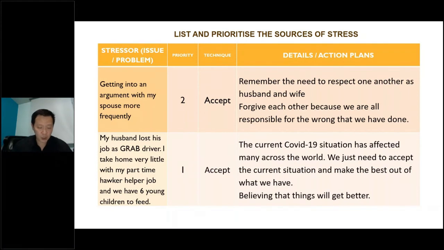For the second situation, accepting, maybe we must accept that the COVID situation has affected many across the world. It is a pandemic, not just in Singapore, or just you. Sometimes we just need to accept the current situation and make the best of what we have, and believe that things will get better.